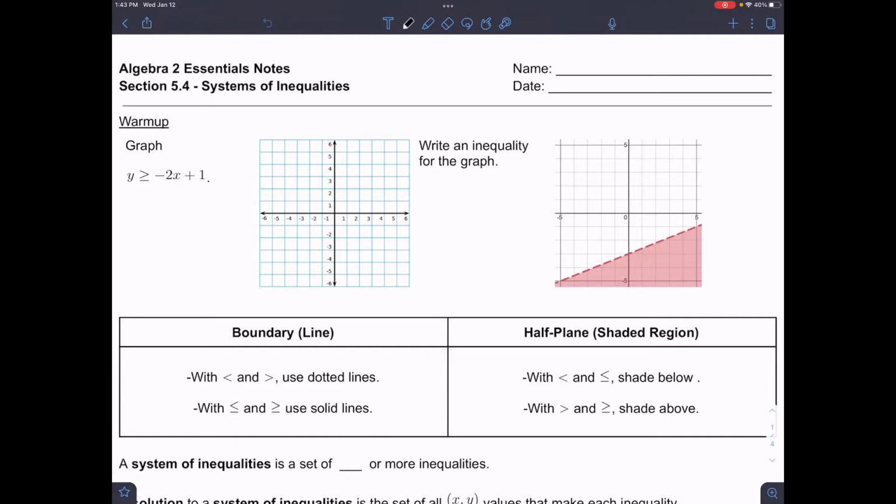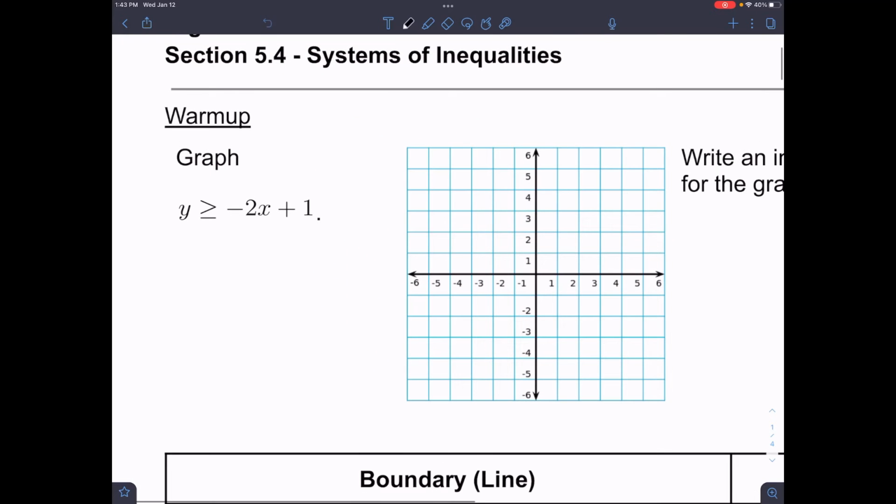All right, thanks for tuning in. Let's go ahead and start up with this warm-up to get us ready to work with systems of inequalities.